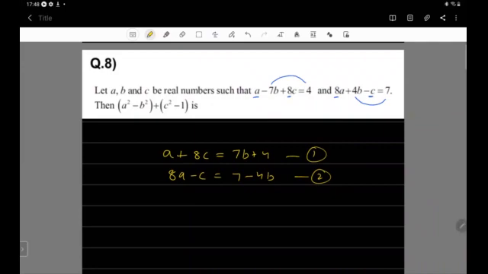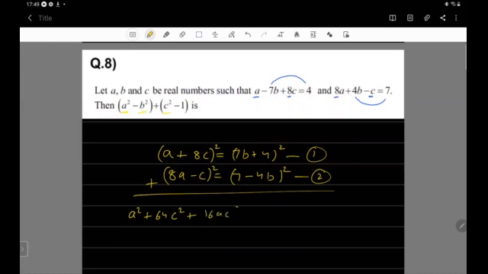Again, look at your problem. We have a square, we have b square, we have c square. So definitely the idea comes in our mind, we should square both sides. Why not? So let's square both sides, squaring both sides in first equation, squaring both sides in second equation. What will happen? You see, if I'm adding these two equations, a square plus 64c square plus 16ac, and plus 64a square plus c square minus 16ac.